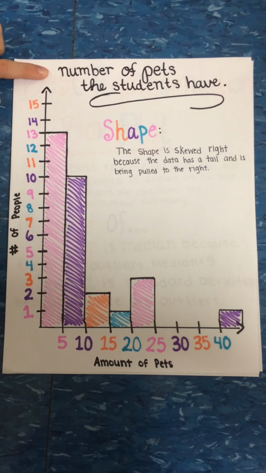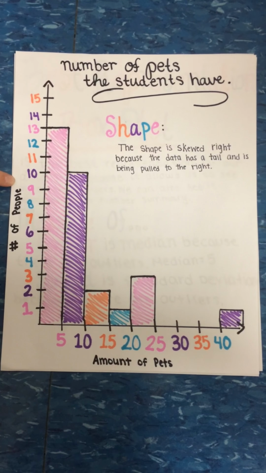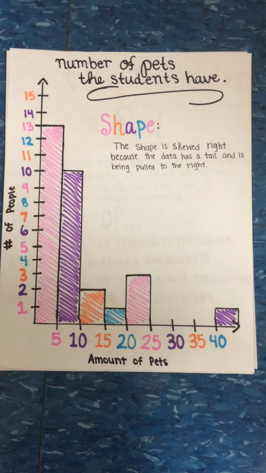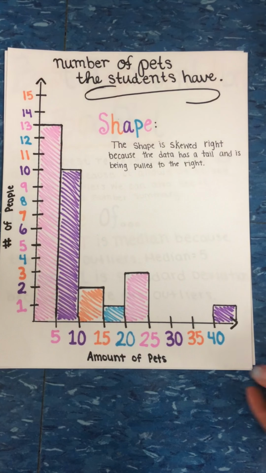Our title for our histogram is number of pets the students have. Our y-axis is number of people. Our x-axis is amount of pets. And the shape is skewed right because the data has a tail and is being pulled to the right.